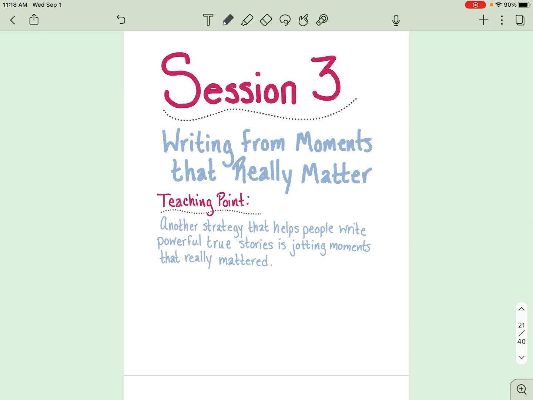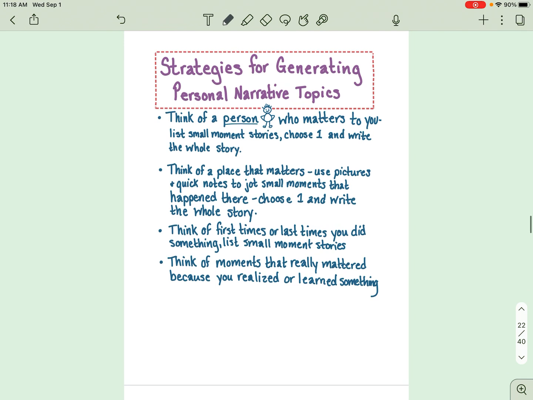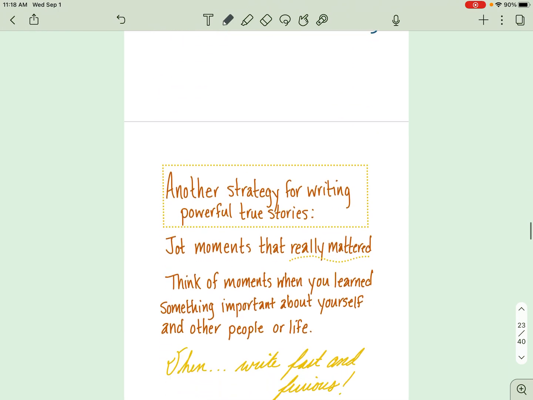Today's lesson is kind of flipping back to that whole "let's find our perfect story" idea, the generating of ideas to figure out the right story to tell. And on this one, we're going to be talking about moments that really matter. They break it down again: the people that matter, the places that matter, and then this is moments that matter. So they talk about the first and last times you did something, but they also talk about a time that you learned or realized something.